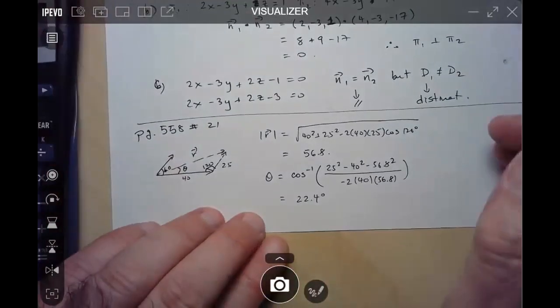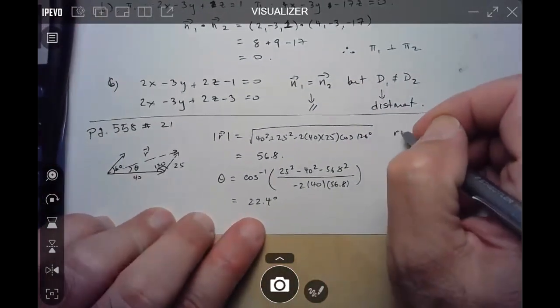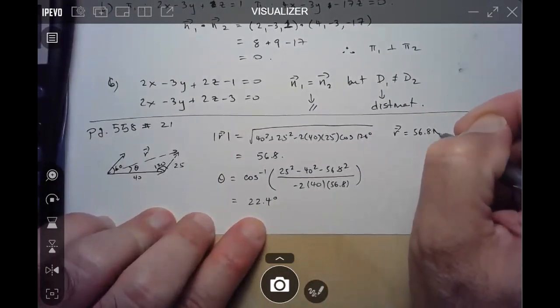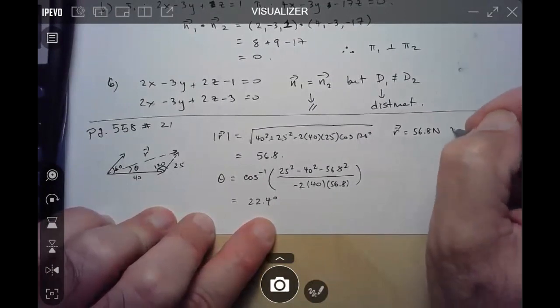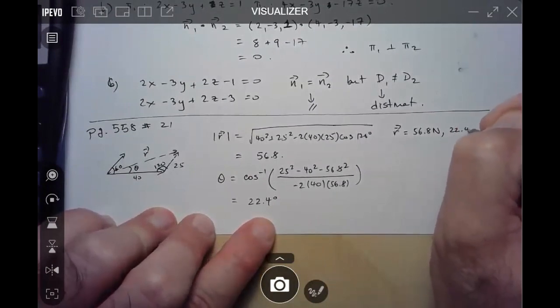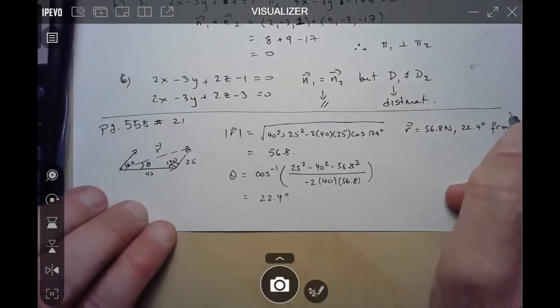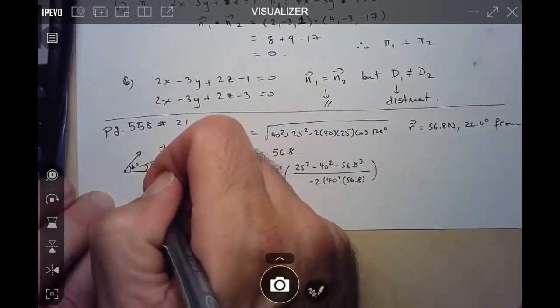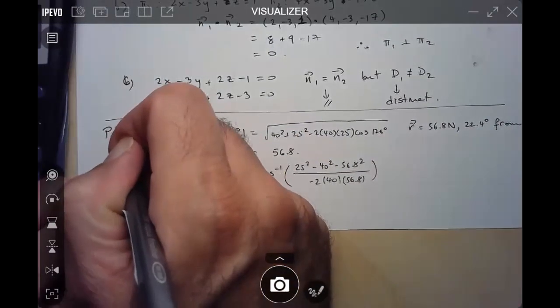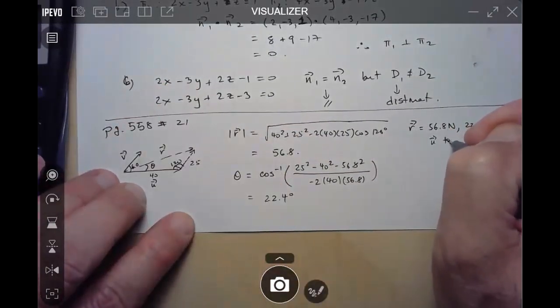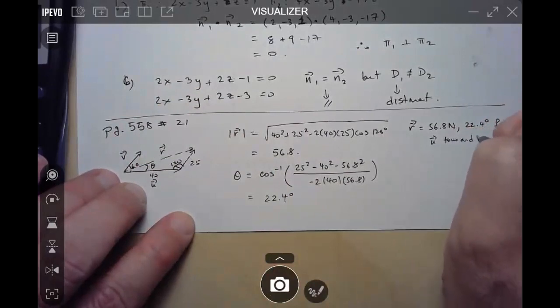Okay, so to describe my resultant vector, I'm going to say it's 56.8 newtons, and then it's 22.4 degrees from the, and just to make my life easier, let me call this U and this V. Okay, so from U toward V.